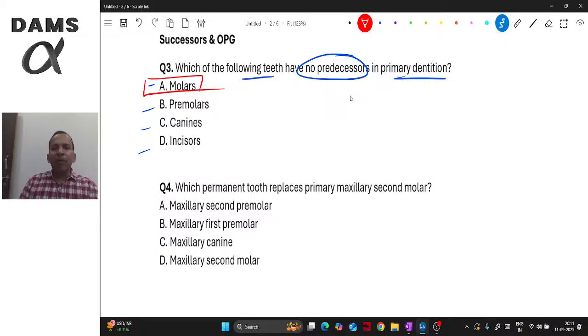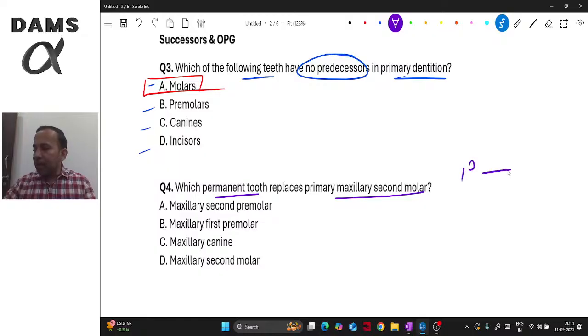So which permanent tooth replaces the primary maxillary second molar? Here the question is asking about the permanent tooth which will replace the primary maxillary second molar, isn't it? So which tooth will it be?